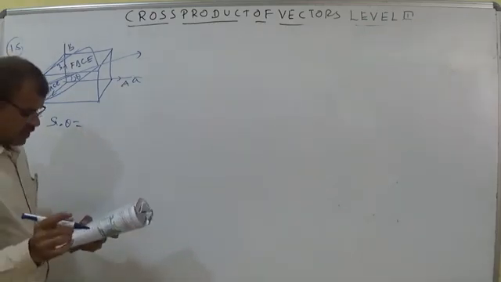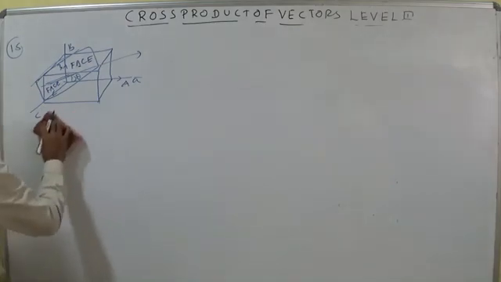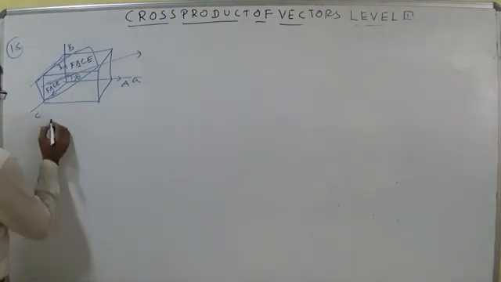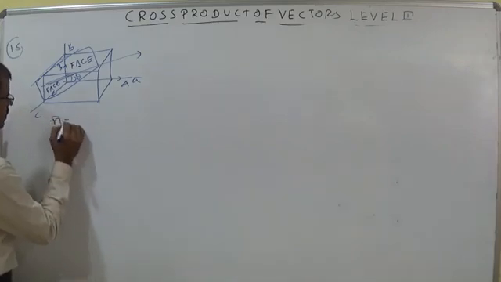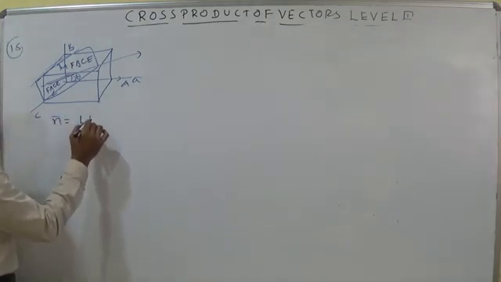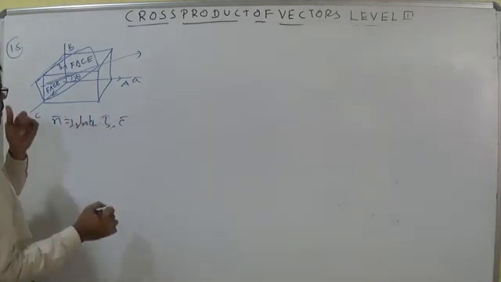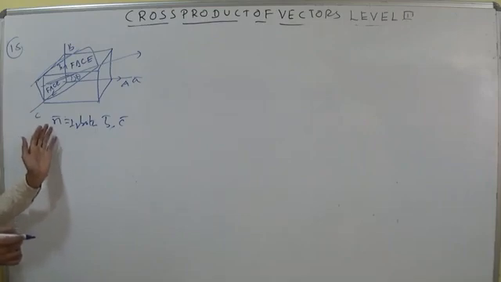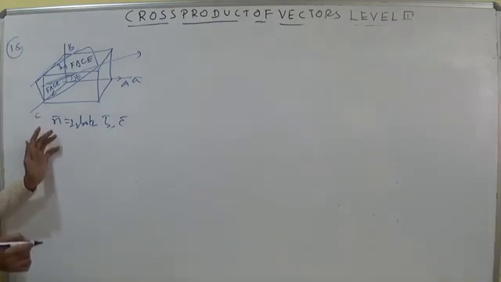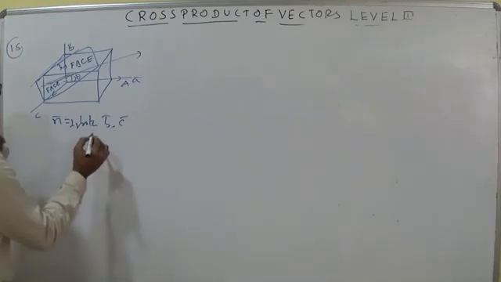What is the plane? Now you should calculate the unit normal vector. I am writing the normal vector n bar, which is perpendicular to both B bar, C bar. If n bar is there, you should calculate the angle between n bar and the A bar. So now let us calculate.